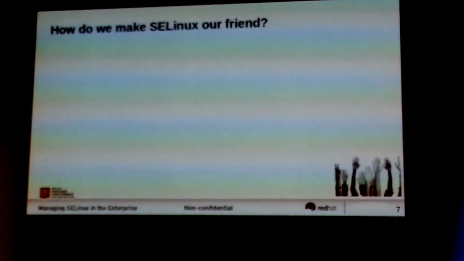So I've got a little icon in the bottom right-hand corner of the slide, which means raise your hand. So who here likes SELinux? Okay, cool. Nice to see a few hands. Who runs SELinux in enforcing mode, enabled by default still? Not so many hands. Okay, cool.